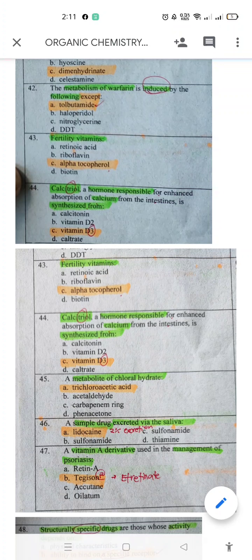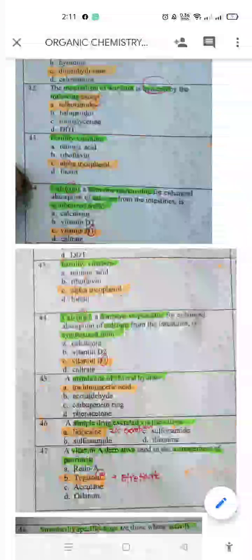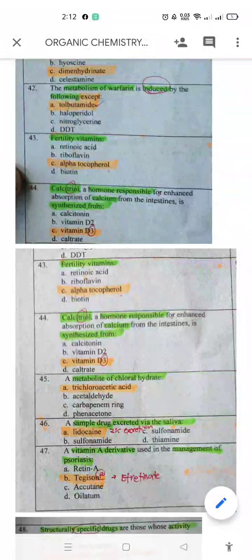Number 47, a vitamin A derivative used in the management of psoriasis is your Tegison. That is your etretinate, brand name Tegison. It is a vitamin A derivative indicated for the treatment of recalcitrant psoriasis. Treatment of severe recalcitrant psoriasis.